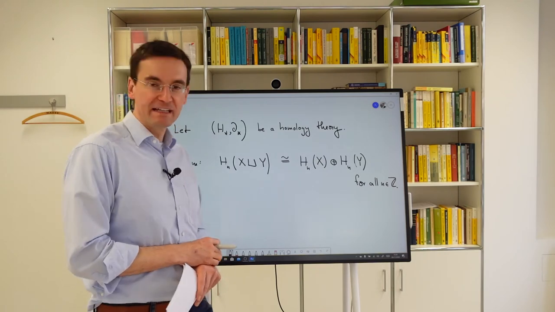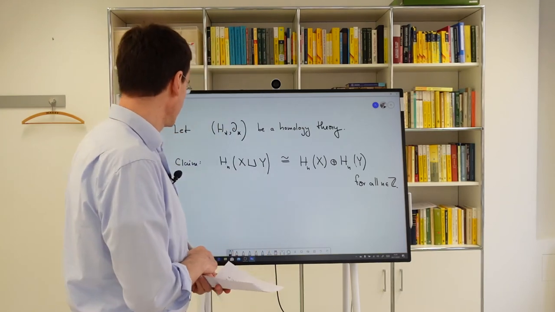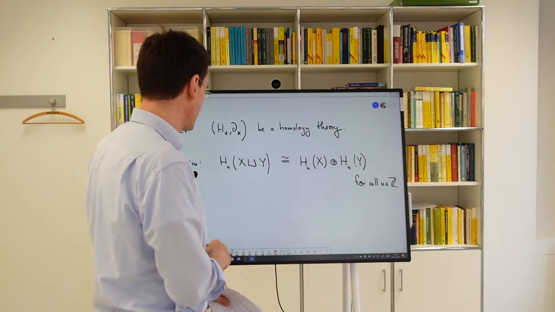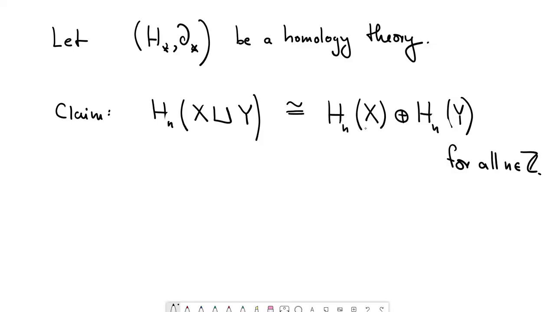Well, it's not just any isomorphism. The isomorphism comes from the inclusion. So there is the inclusion from X to the topological sum. And this inclusion induces a map from H_n X to H_n of the topological sum. And these two induced maps form the isomorphism. OK, so how do we see that?